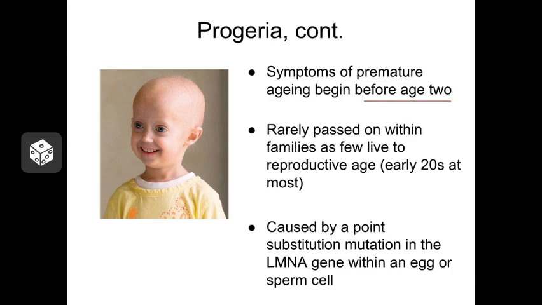Now, unfortunately, most of these individuals don't live to reproductive age, so the oldest known cases of progeria died in their early 20s. So it's unlikely that someone with progeria would be able to pass this gene on to the next generation. So this is an interesting example of a dominant allele because although it can be passed from one generation to the next, it doesn't tend to be retained in families. It doesn't tend to travel through multiple generations.